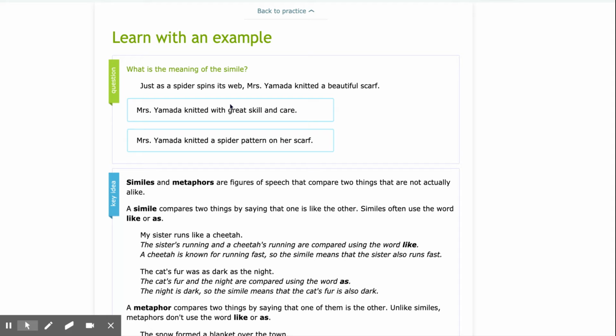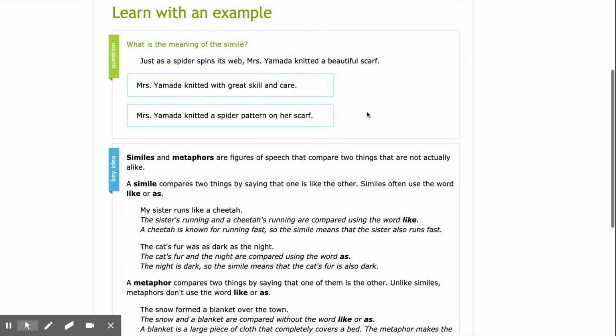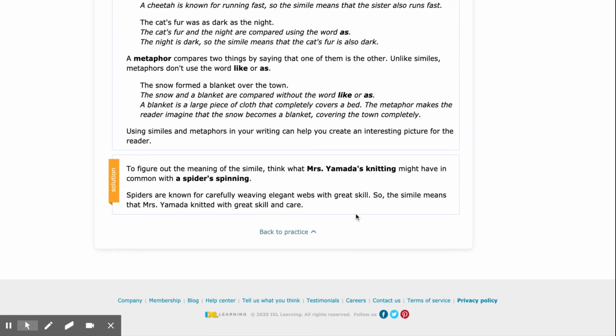Because we're comparing the way in which Mrs. Yamada knitted her scarf and the way in which a spider spins its web, I think that the meaning of this simile is that it's been knitted with great skill and care. Because I know that spiders have to use great skill to spin their webs, and it takes great skill to knit a scarf. Let's check our answer in the solution section.